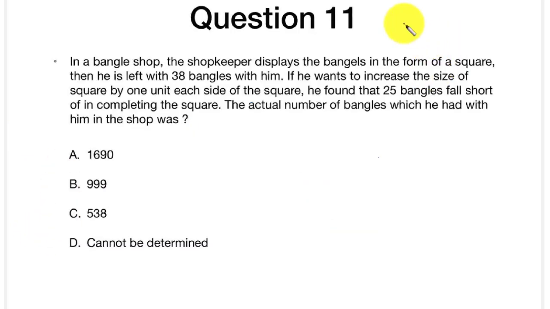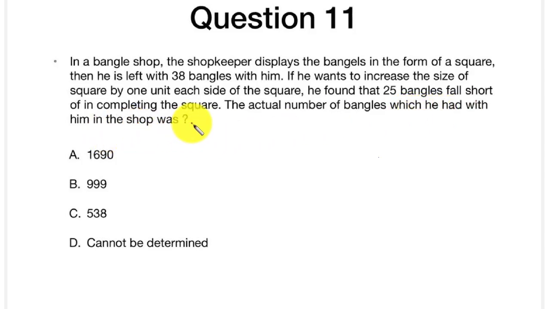Alright, let's see the next question. In a bangle shop, the shopkeeper displays the bangles in the form of a square, and he is left with 38 bangles. If he wants to increase the size of the square by 1 unit on each side, he finds that 25 bangles fall short of completing the square. The actual number of bangles he had with him in the shop was?